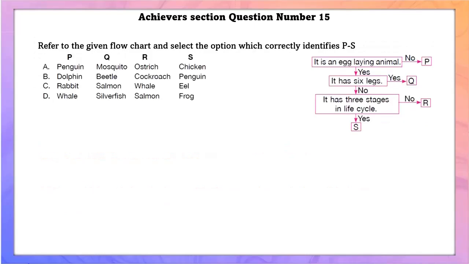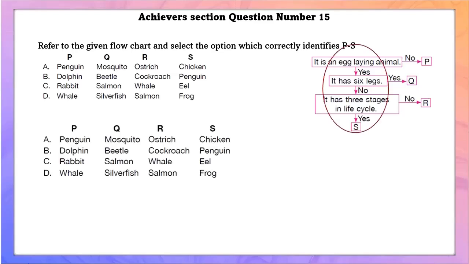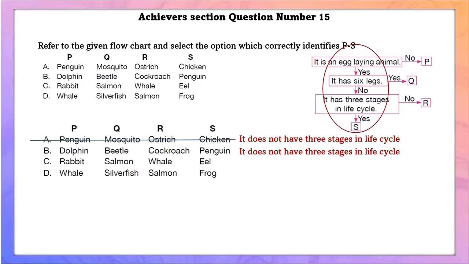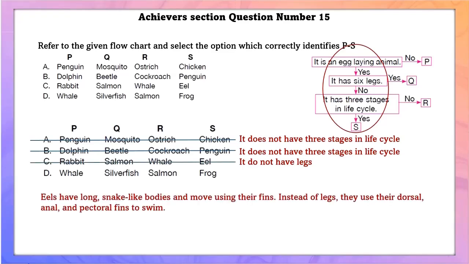Achiever section question number 15. Refer to the given flowchart and select the option which correctly identifies P to S. We can see that in S, chicken, it does not have 3 stages in life cycle. And penguin also doesn't have 3 stages in life cycle. Now we can see that in S, it has 6 legs. No. So eel, it does not have legs. C option is also the wrong option.